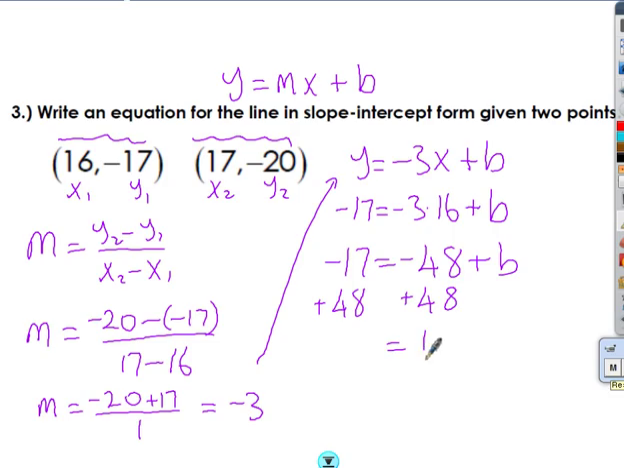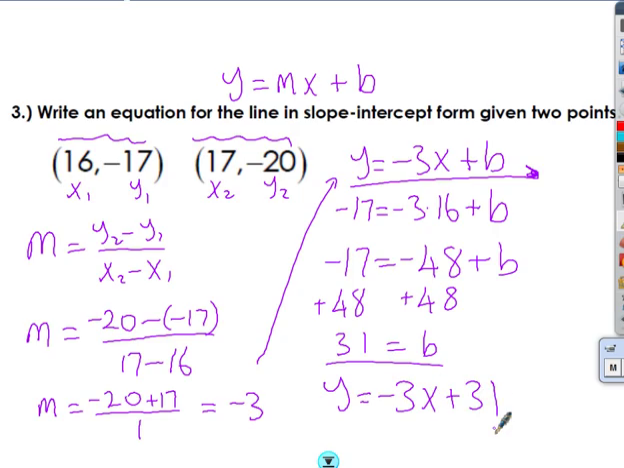Then b value is equal to +31. Since we now have the b value, we can put that into the original equation here. We will have y is equal to -3x plus 31 as our final answer.